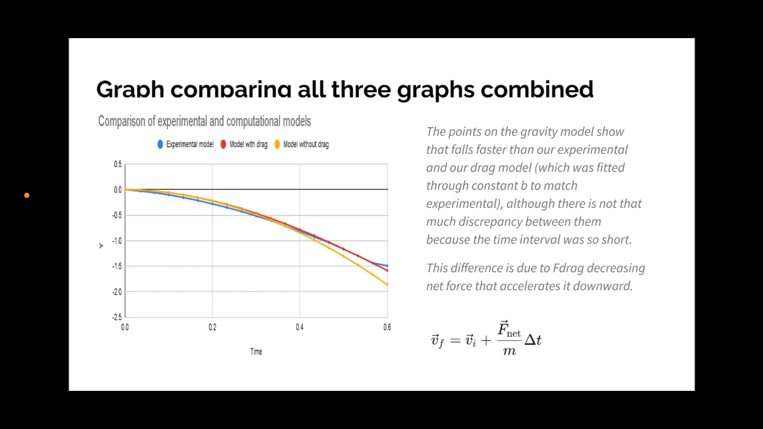The difference, though, is because of F drag decreasing the net force that accelerates it downwards. It decreased the net force that pulls it downwards, and we can put that in our velocity update formula to show that our velocity is lessened due to force of drag.